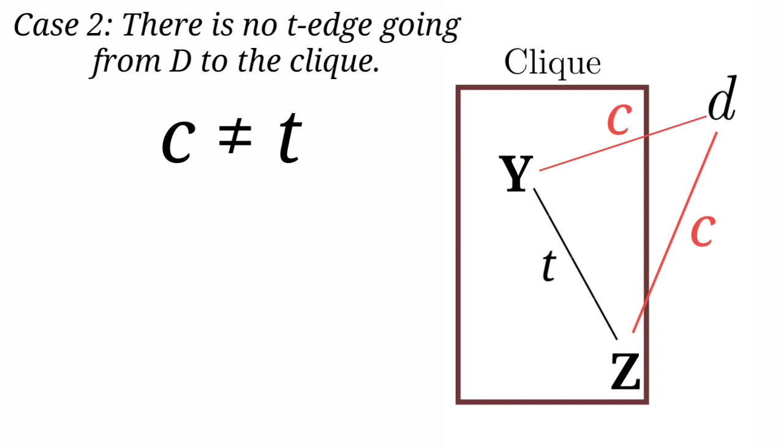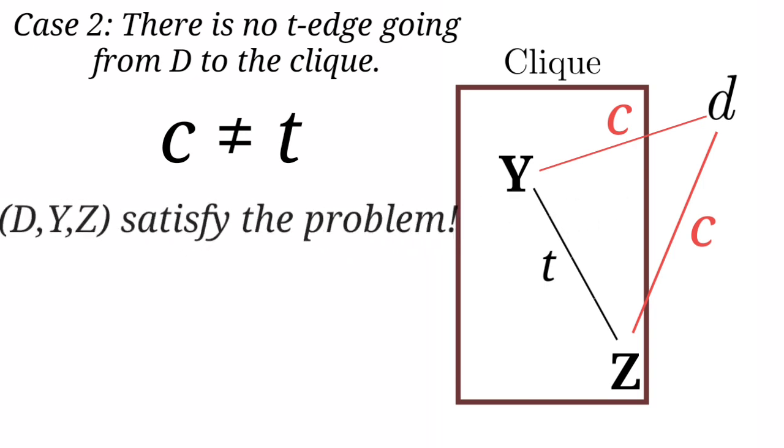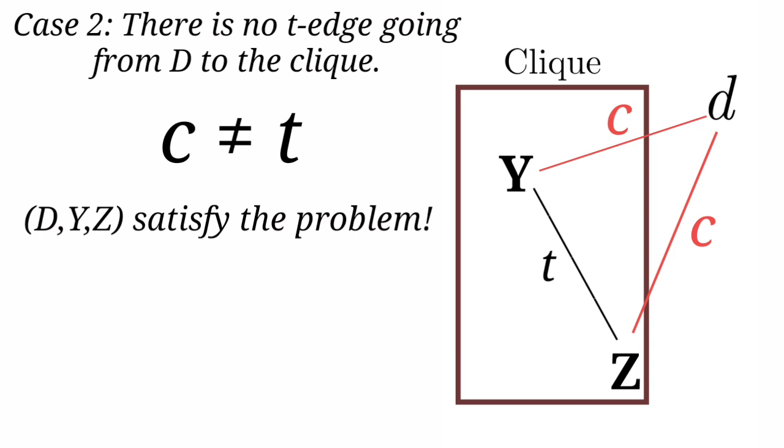Let the color C edges connect D to two elements Y and Z of the monochromatic clique. Because Y and Z have color C, we can pick the triple D, Y, and Z, which will satisfy our problem. Because DY has color C, DZ has color C, and YZ has color T, as Y and Z by supposition were on the clique. So then we have finished our problem, because as we supposed, C is different from T.